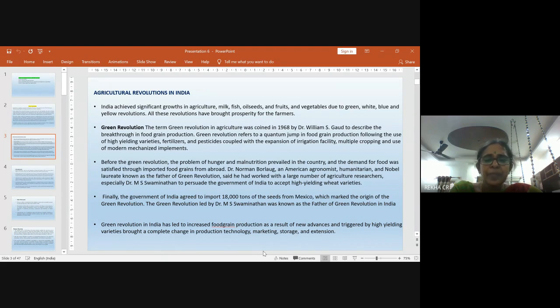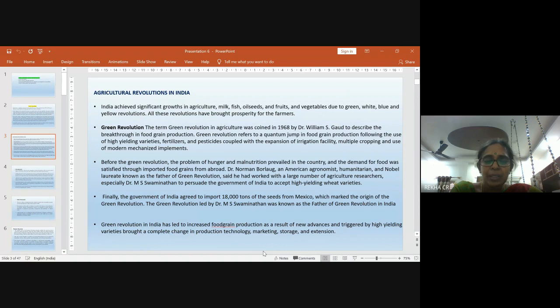Before the Green Revolution, the problem of hunger and malnutrition prevailed in the country. Dr. Norman Borlaug, an American agronomist, humanitarian, and Nobel laureate, is known as the father of the Green Revolution. He worked with a large number of agricultural researchers, especially Dr. M.S. Swaminathan, to persuade the government of India to accept high-yielding wheat varieties. Unfortunately, we lost M.S. Swaminathan a few days back. Finally, the government of India agreed to import 18,000 tons of seeds from Mexico, which marked the origin of the Green Revolution.